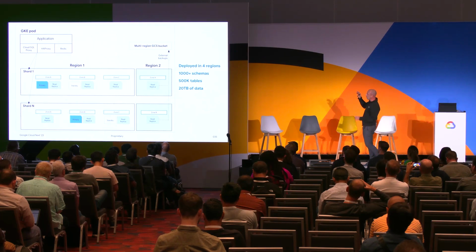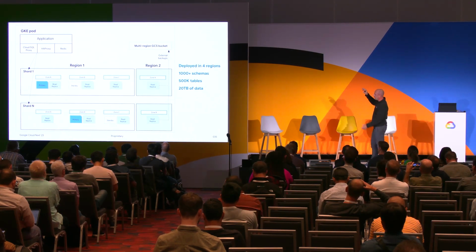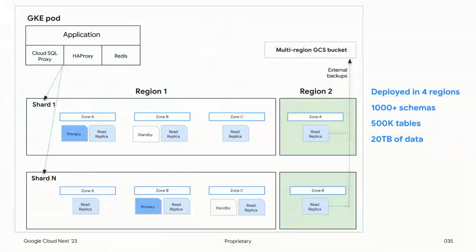Now let's just focus a bit on the diagram. One thing we do is we're deployed on GKE. So we're using a microservices environment, and everything we do is through GKE. And the top left, that's a pod, right? So you have your app, Cloud SQL proxy, HA proxy.